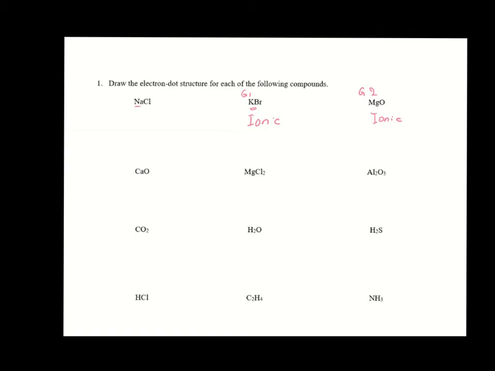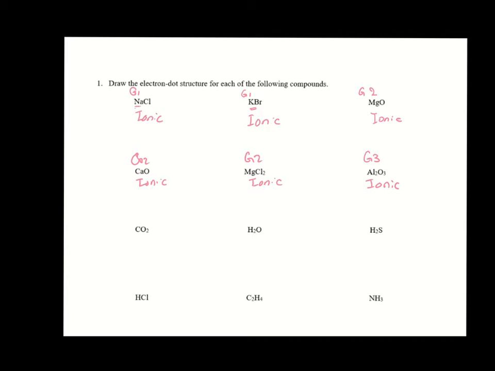NaCl, Na, sodium in group 1. So it will be an ionic bond. Calcium in group 2, ionic. Magnesium, as we just said, ionic because it's a metal. Aluminium in group 3, it's a metal also, so the bond should be an ionic bond.